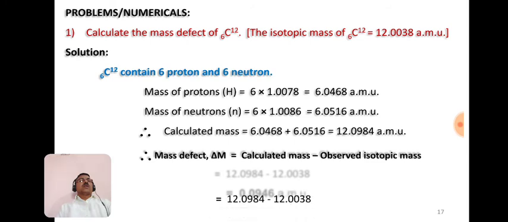So the calculated mass is 12.0984 and the observed isotopic mass is 12.0038. The difference between these two is equal to 0.0946 atomic mass unit. So it is the mass defect of this element, that is carbon having atomic number 6 and mass number 12.